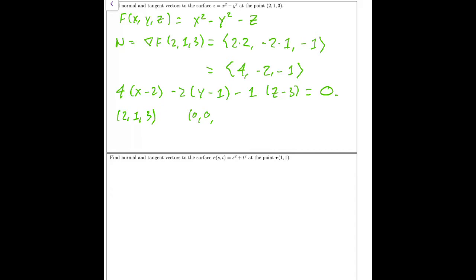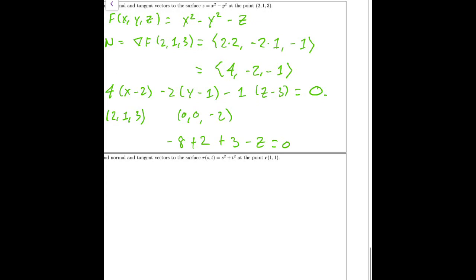If the x and y coordinates are equal to 0, then the equation for the plane becomes minus 8 plus 2 plus 3 minus z is equal to 0. And so this says that z has to be equal to minus 8 plus 6, so that's minus 2.